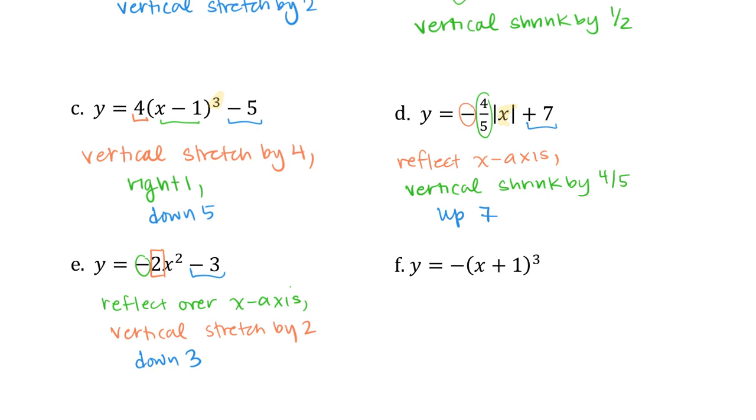Okay, one more. y equals negative parentheses x plus 1 cubed. Parent function. Cubic. Okay, so what are we doing to the cubic? First thing, negative. Reflect. I'm going to say over x-axis, but they often say about x-axis or of the x-axis. Okay, what else? x plus 1 in parentheses, left 1. And then what? It's cubic. Done.